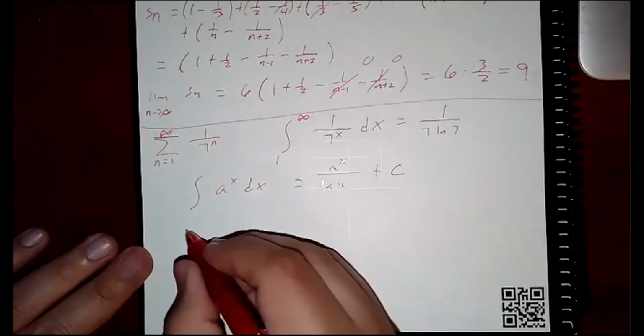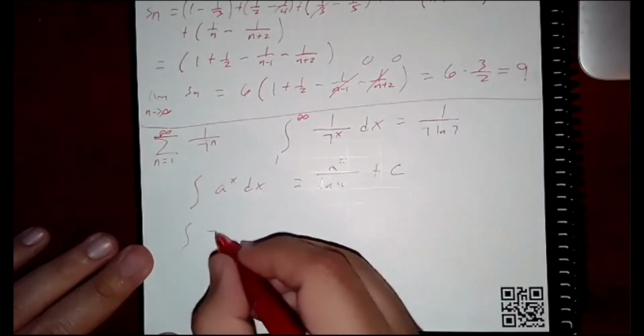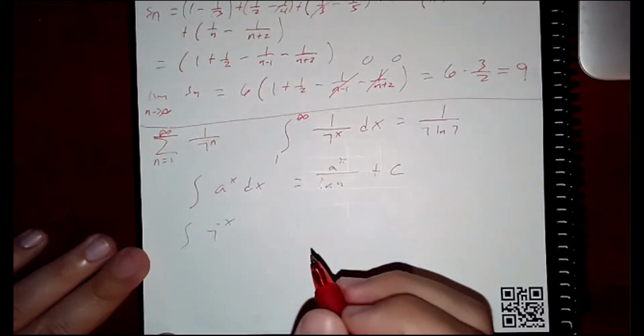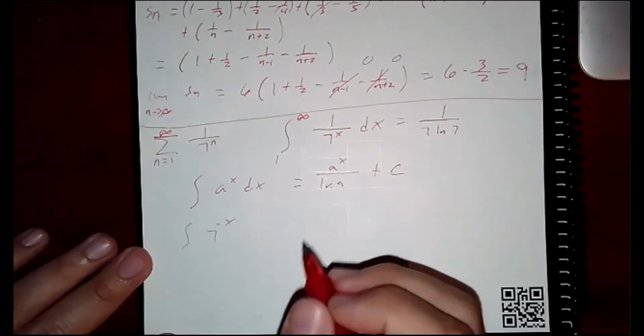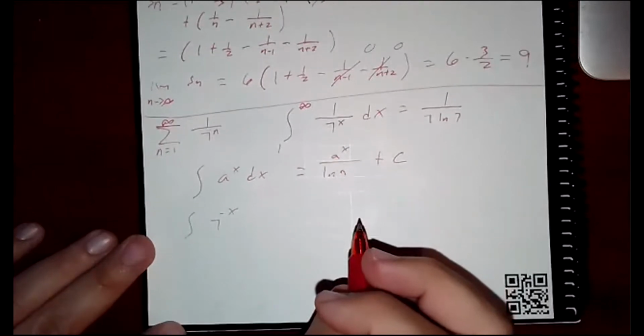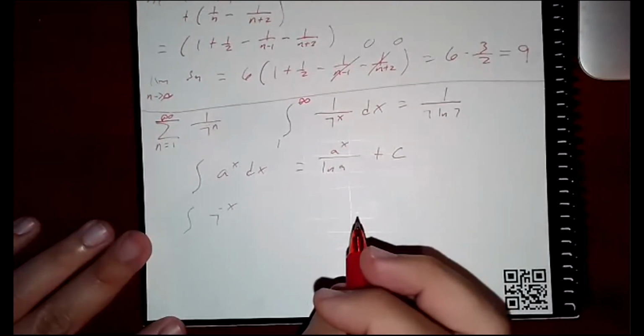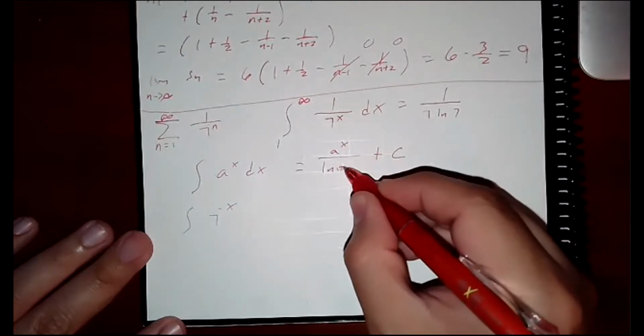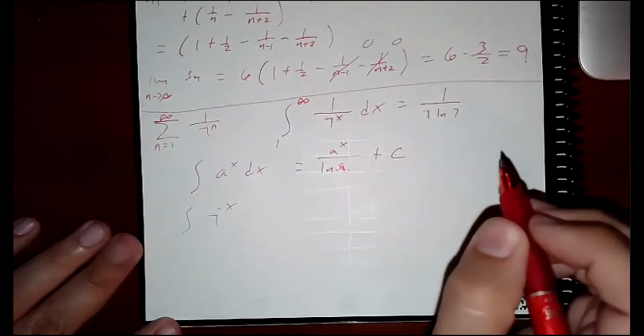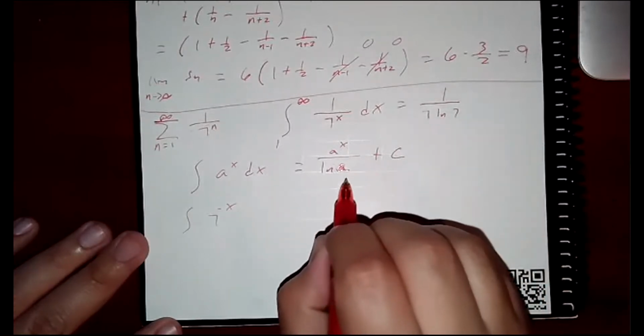So we have the integral of 7 to the negative x. A to the x over ln a. What is the fraction part of the formula? Yeah, the ln of a right here. Okay, got you. So it'd be ln 7 on the bottom.